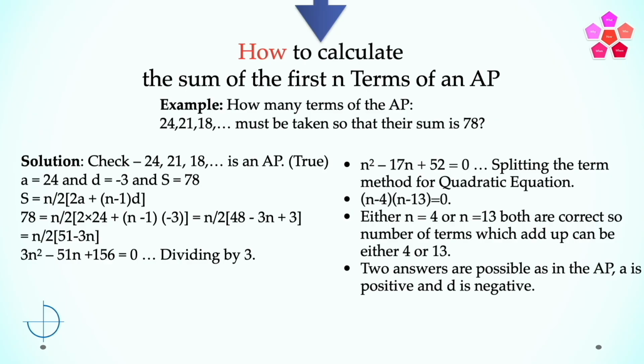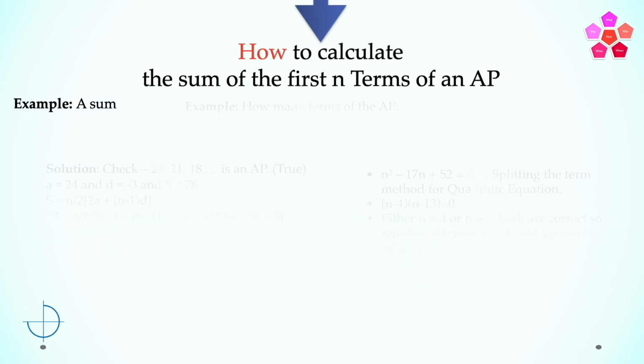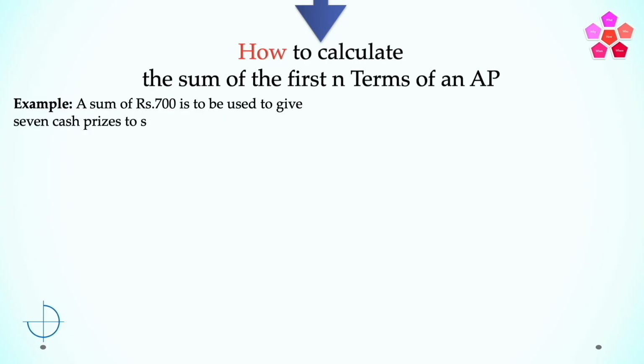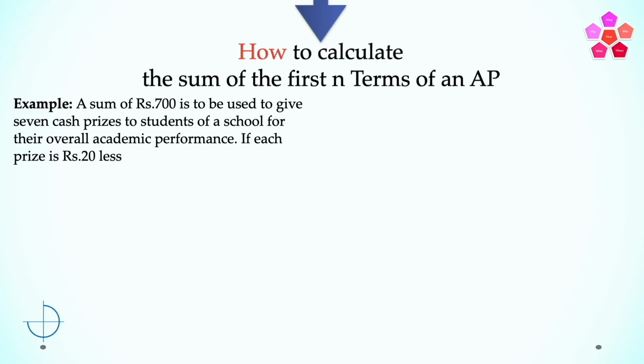Let's take another complex example. The sum of rupees 700 is to be used to give 7 cash prizes to students of a school for their overall academic performance. If each prize is rupees 20 less than its preceding prize, find the value of each prize. Let's start with the solution.